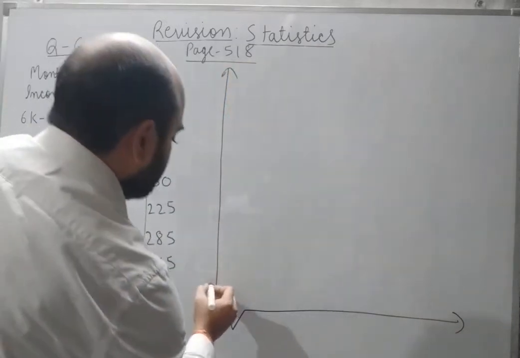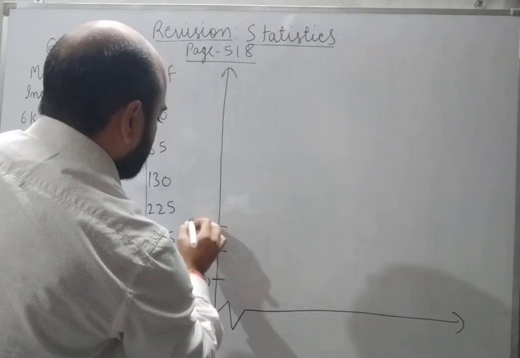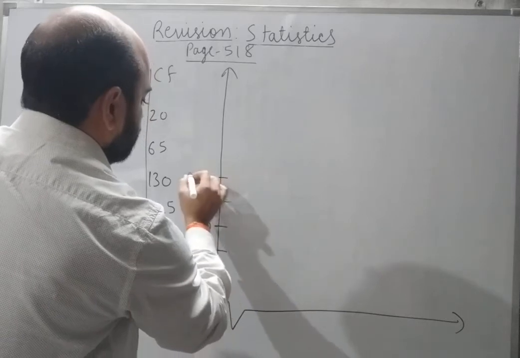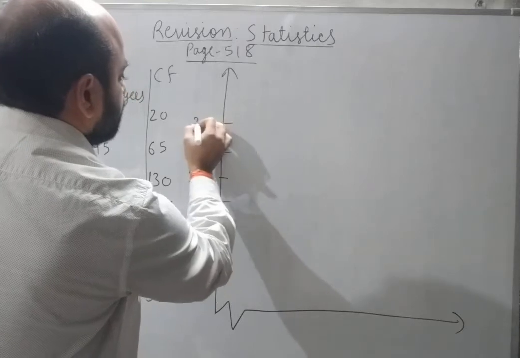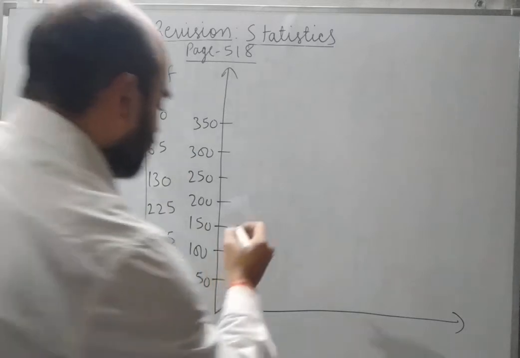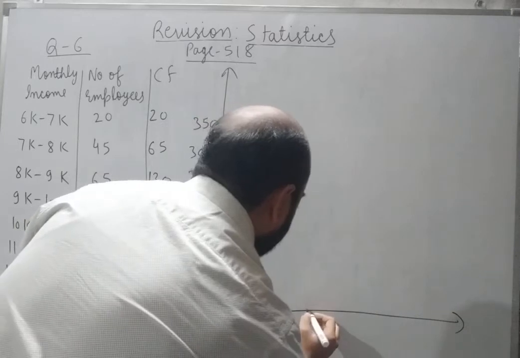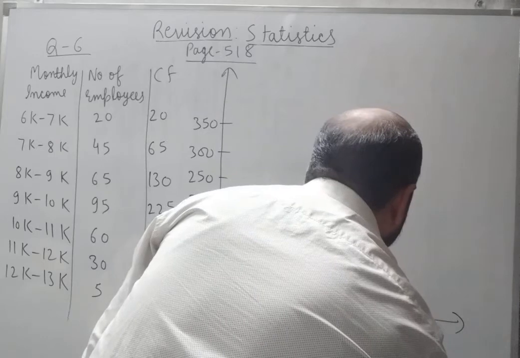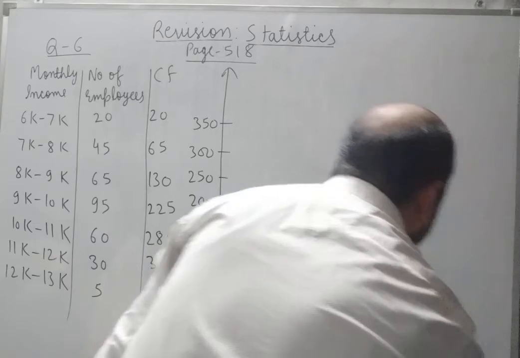Okay, so here we have to take 50, then 100, then 150, then 200, then 250, then 300, then 350. Clear? On the y-axis. On the x-axis, starting from 6: 6000, 7000, 8000, 9000, 10,000, 11,000, 12,000 and 13,000.